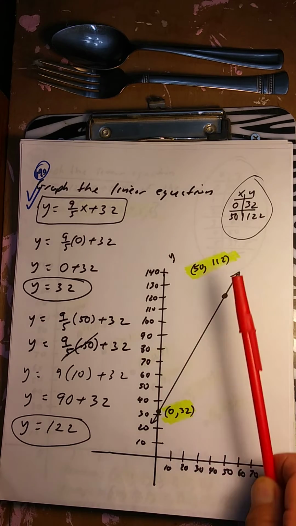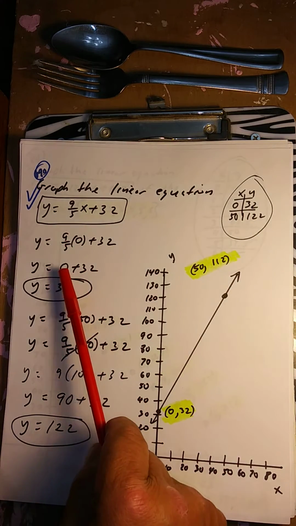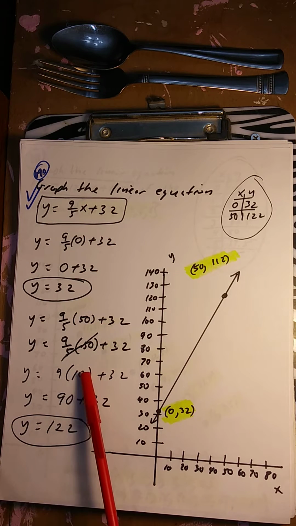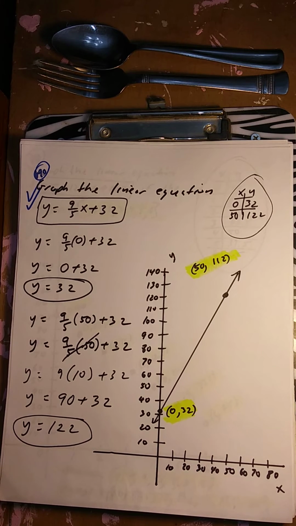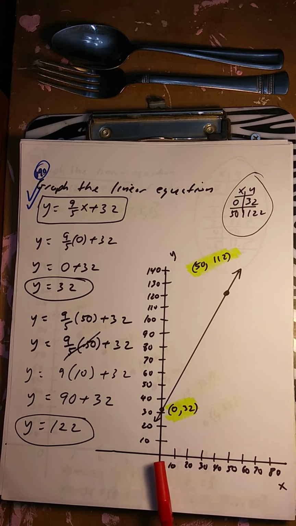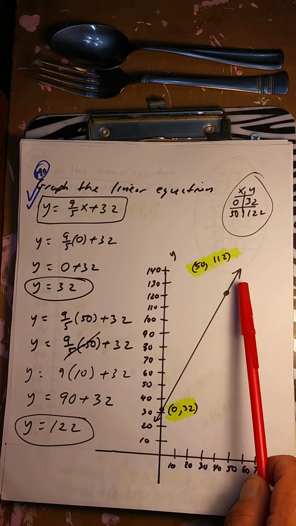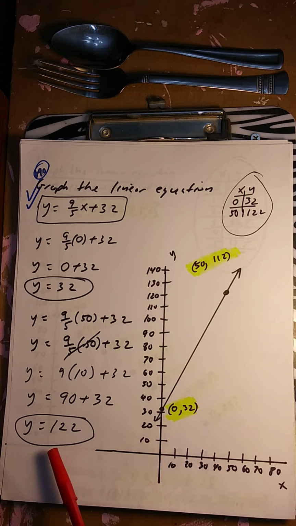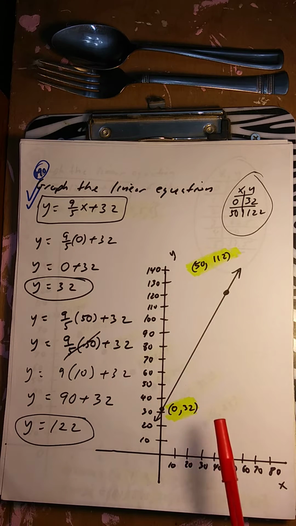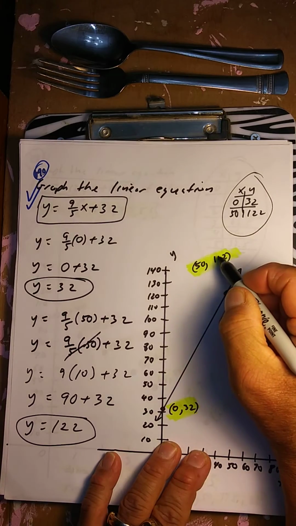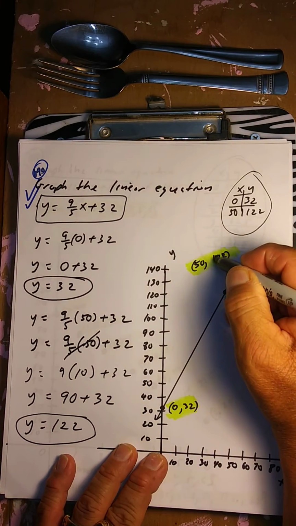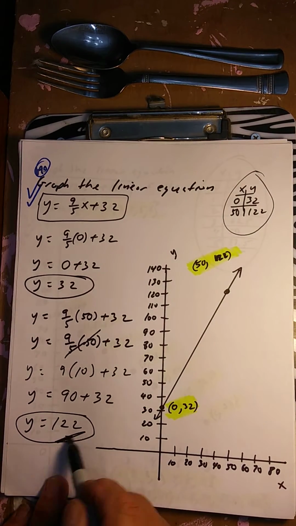Graph the linear function. Again, I'm going to put some numbers in. Put a 0 in there. 0 times that is 0 plus 32, 32. Done. Now put a 50 there. 9 fifths times 50 is 90, and 90 plus 32 is 122. So we have (0, 32), and then (50, 122). Let me do it again. 50, yes, 122. Let me fix that right now. There you go. Now it's better. Can you read it? I hope so. 122, this right here.